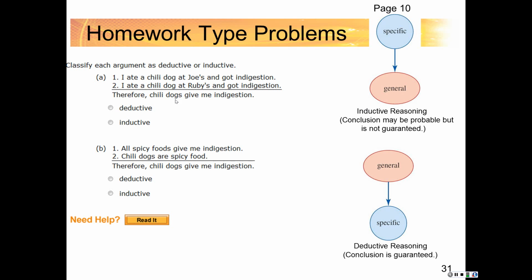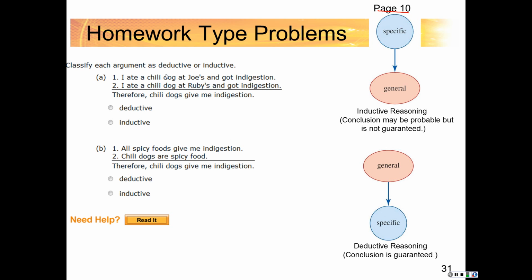This example would be classifying the arguments as deductive versus inductive. On page 10 of your book, you have this picture that kind of explains it. If you're given a specific case and you're applying it to a general statement, that's inductive. If you're given a general statement and applying it to a specific case, that's deductive.